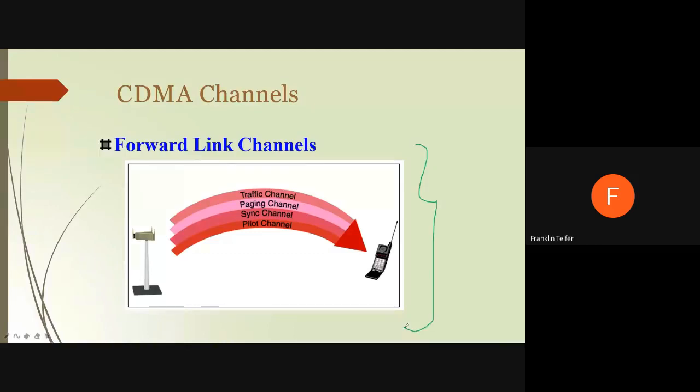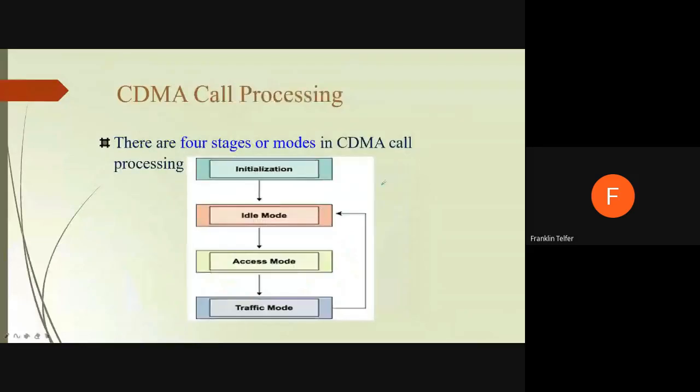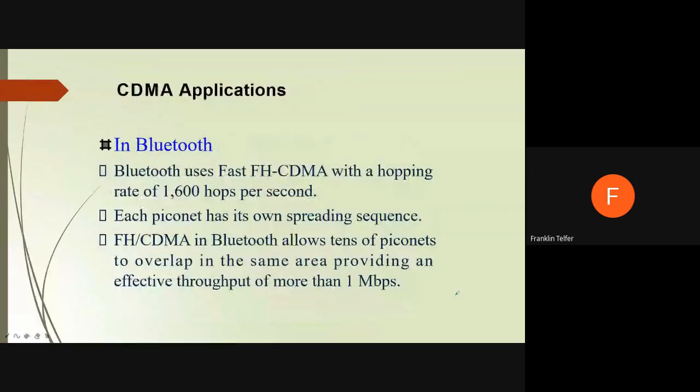What CDMA looks like in depth: the forward channel link, that is, base station to mobile phone, carries traffic, control, paging, sync and pilot signals. From mobile to base station, the traffic channel and access channels are given. There are four stages or modes in CDMA: initialization, idle, access and traffic mode. I think these are related to some examples like GPS and Bluetooth.